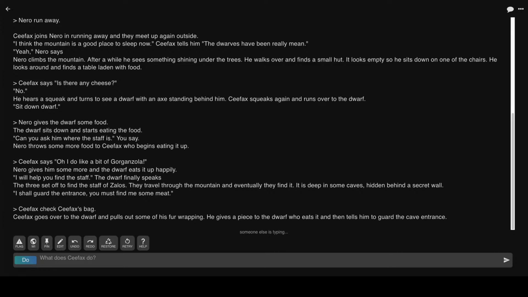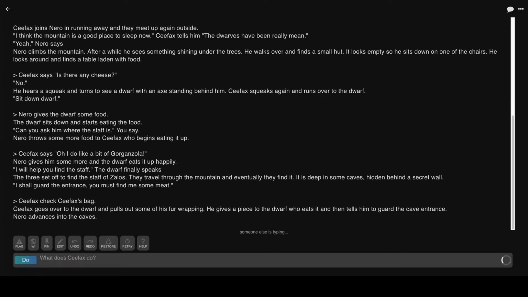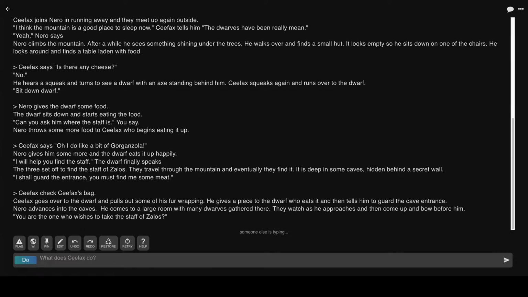Nero advances into the caves. He comes to a large room with many dwarves gathered there. They watch as he approaches and then come up and bow before him. "You are the one who wishes to take the staff of Zalos?"